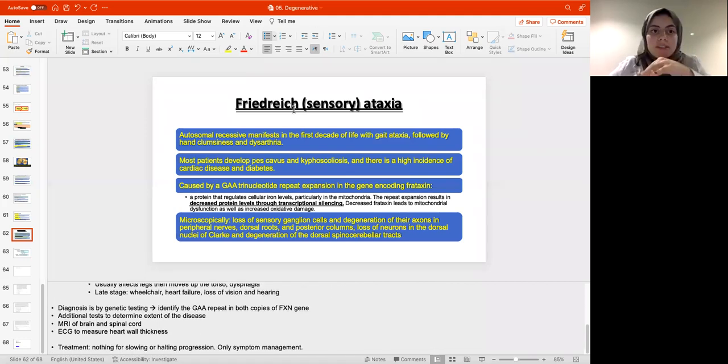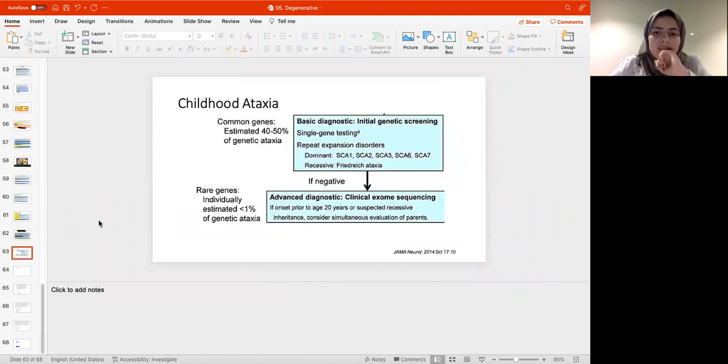Diagnosis, since it's a genetic disease, is by genetic testing. They just do genetic testing and they find the mutation. They can do MRI for the brain and spinal cord to see the lesions. They can do ECG and echo for the heart to see how damaged the heart is and the wall thickness, to see how severe the cardiomyopathy is. And again, treatment, there's no cure. There's nothing for slowing down the disease or stopping it. It's all symptomatic. A lot of these diseases are all the same. Symptomatic treatment, basically. And this is just the same thing, childhood ataxia.